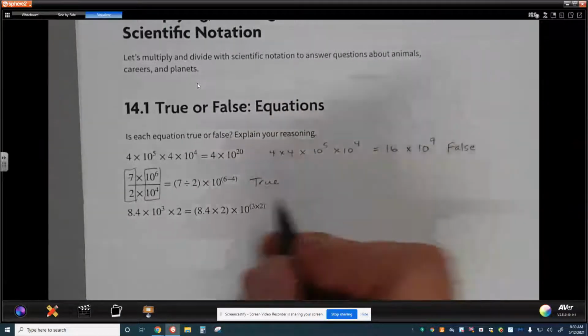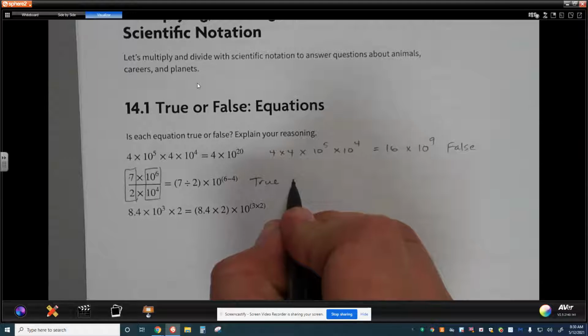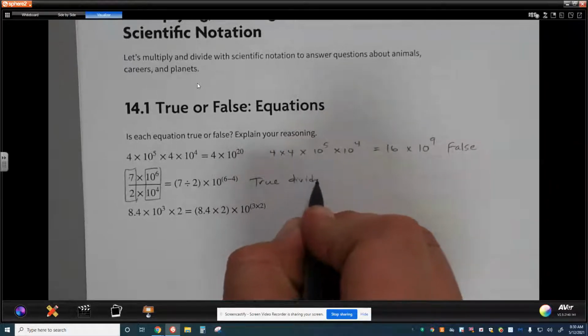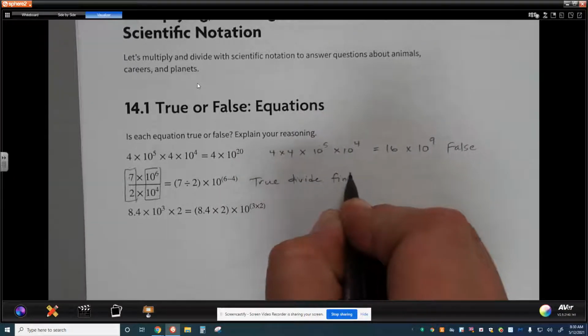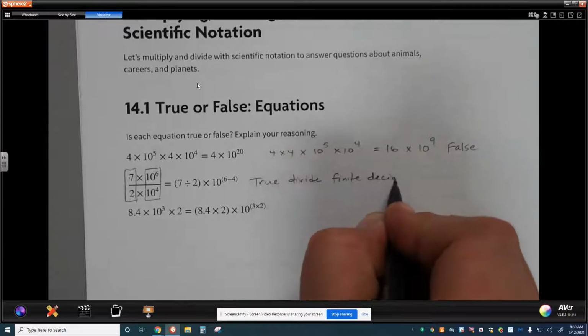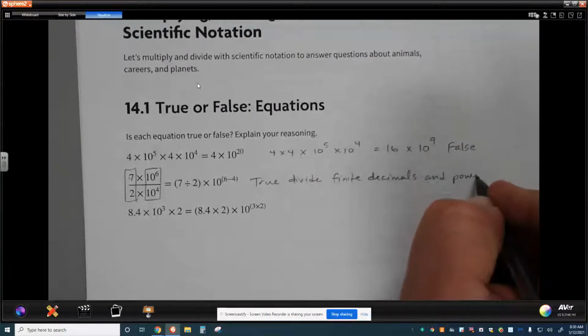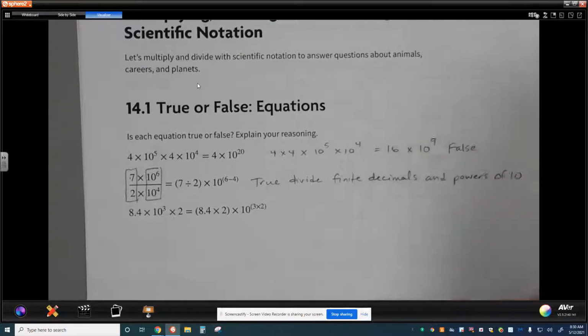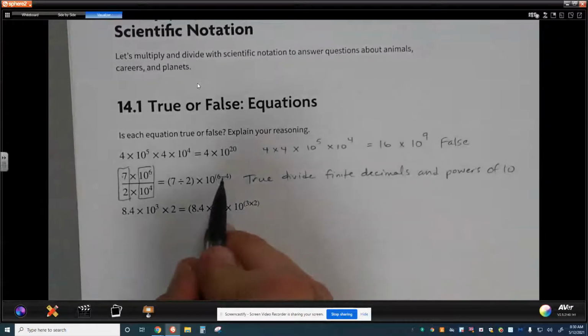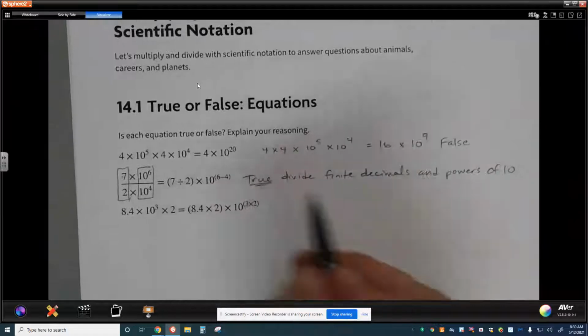And our explanation is going to be a little bit different. Divide finite decimals and powers of 10. And they used the quotient of powers, so this one's true.